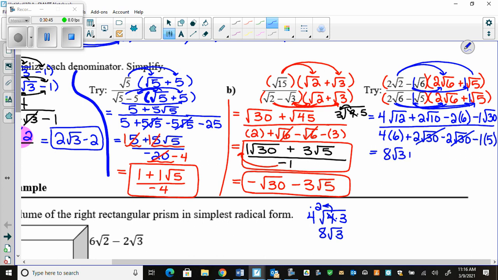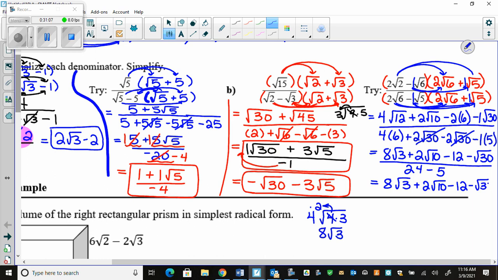It still stays 2 root 10, I can't reduce it. This is minus 12, and this is negative root 30, can't reduce that. And on the bottom, I get 24 minus 5. So I'm going to get 8 root 3 plus 2 root 10 minus 12 minus root 30 all over 19. Now I have 5 terms. 8 root 3, 2 root 10, 12, minus 1 root 30, and 19. Can I take anything out of them? 19 is a prime number. Nothing actually comes out of 19, so we're done.